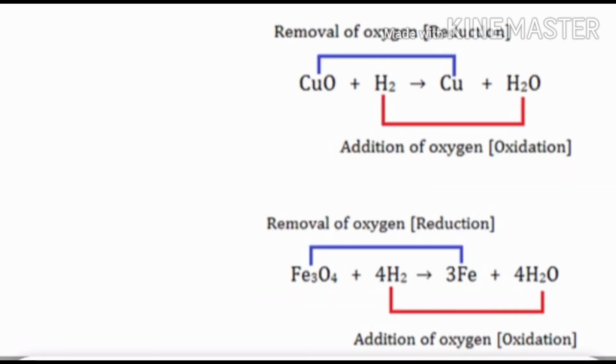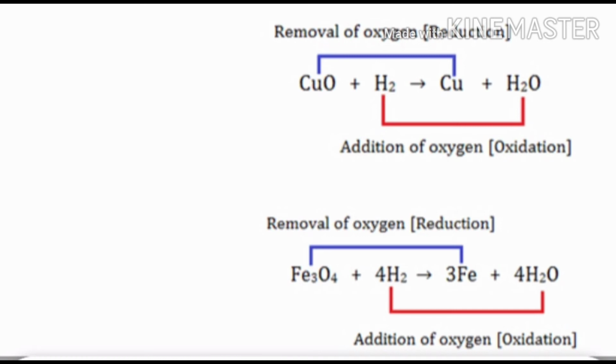In the next example, black colored copper oxide reacts with hydrogen gas to form brown copper metal with the evolution of water vapor. Here, copper oxide loses oxygen to form copper, hence we say that copper oxide has been reduced, so reduction has taken place. Whereas hydrogen gas gains oxygen to form water, so we say that hydrogen gas has been oxidized, so oxidation has taken place.